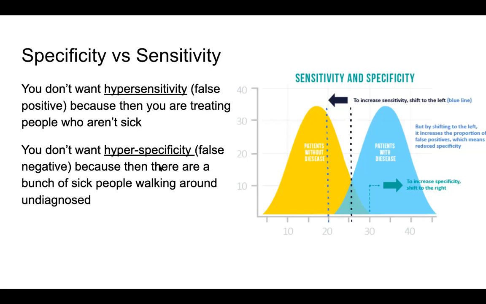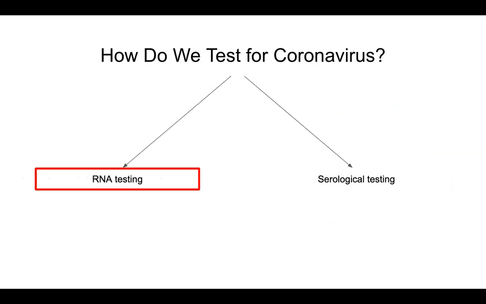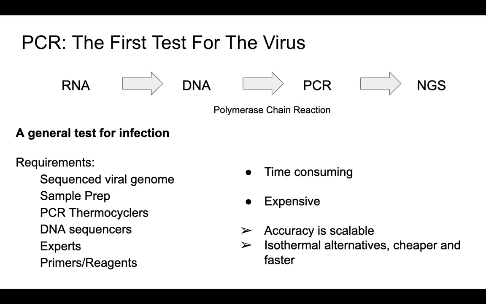If you want a test that's hypersensitive, like it can detect 1 RNA molecule in a drop, that would be hypersensitive, but you might end up increasing the amount of false positives. So the RNA testing is basically the first test for any virus. It's the same test we do for like HIV.